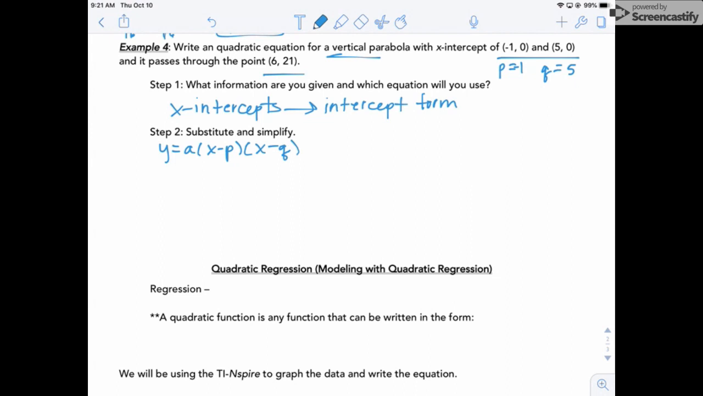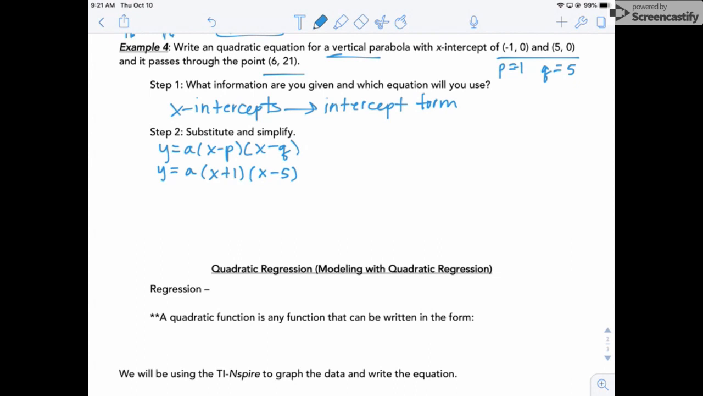Now for step 2, we're going to plug in what we know. So we know y equals, and we don't know an a this time. Last time it gave it to us. But we do know our p and our q. We know that p is negative 1. So it's x minus p, so it's x minus a negative 1, which turns into x plus 1. Q is 5, so it's x minus 5.